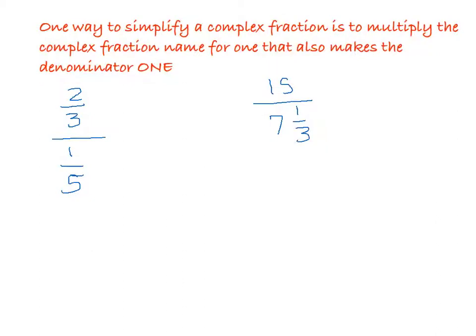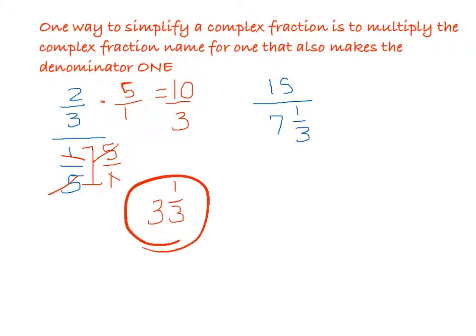One way to simplify a complex fraction is to make the fraction in the denominator 1. And the only way to make it 1 is to multiply by its reciprocal. When I do that, I have to also multiply the numerator by the reciprocal. So if I multiply this by 5 over 1, and this by 5 over 1, this turns into 1. So it basically goes away. And I'm left with 2 times 5, which is 10, over 3, which is, of course, 3 1/3 as an answer. That's pretty easy. Now, let's take a look at this one.